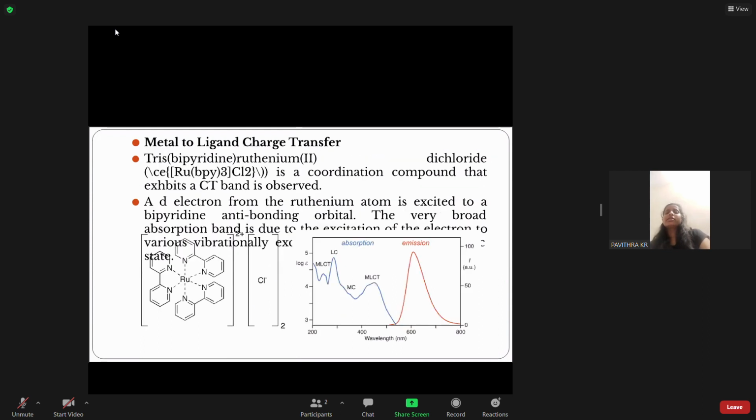Then, metal to ligand charge transfer. That is all given below. This is my representation.